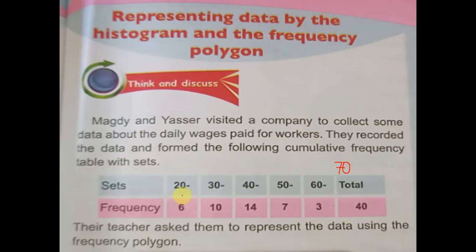The first group is formed from 6 workers, then 10 workers, 14 workers, 7 workers, and the last group is formed from 3 workers, and the total number of workers is 50. Represent the data by using a frequency polygon.